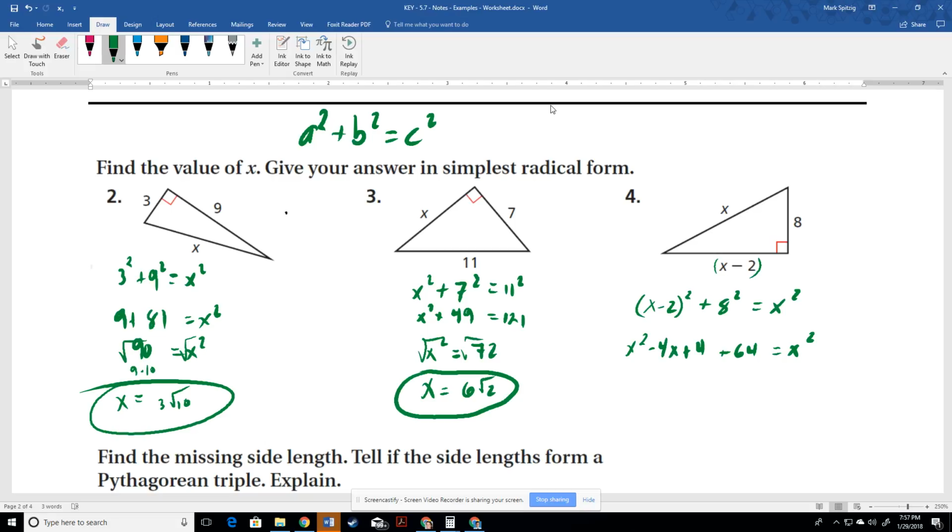All right, a couple of good things happen. Subtract x squared from both sides. We get 68, so we get negative 4x equals negative 68. And so that would be 17 when I divide. X is 17, which is what we're looking for. All right. Pythagorean theorem. Awesome.